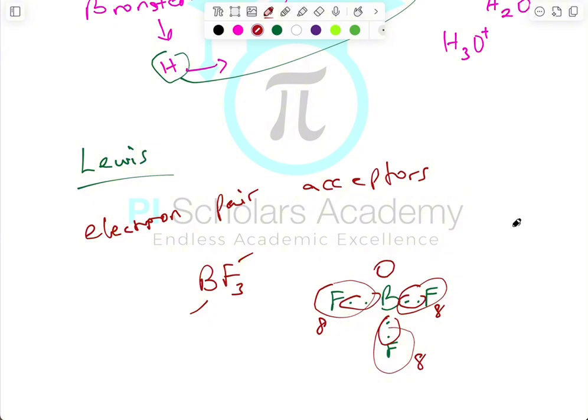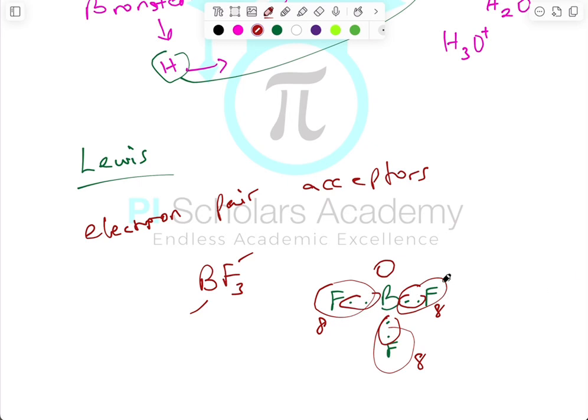It has room to accept what? To accept 2 more electrons. So that empty place allows BF3 to accept an electron pair. It allows BF3 to accept what? Electron pair. That is why Lewis says that acids are electron pair acceptors, and this special type of acid is called a Lewis acid. Now, let's explain this from the point of view of hybridization.